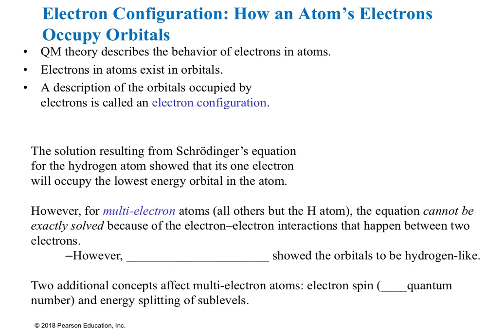We can use quantum mechanics to help us understand how the electrons are behaving in an atom. We know that electrons exist in orbitals. And remember, we have s orbitals, p orbitals, d orbitals, and f orbitals. And how we describe that is it's called the electron configuration. It's kind of like the address.